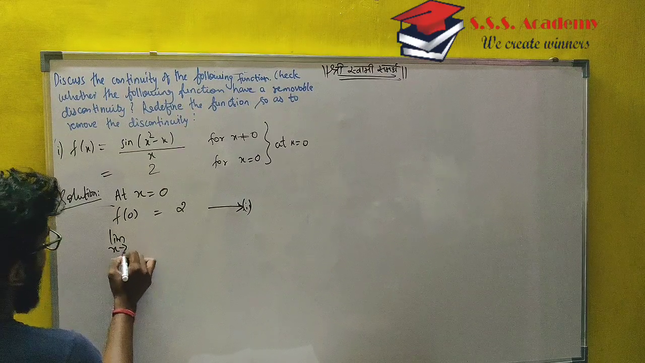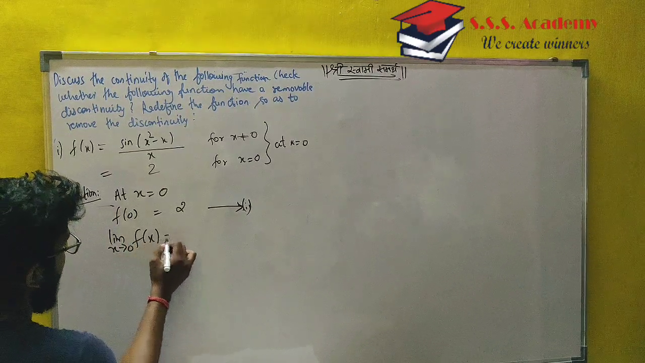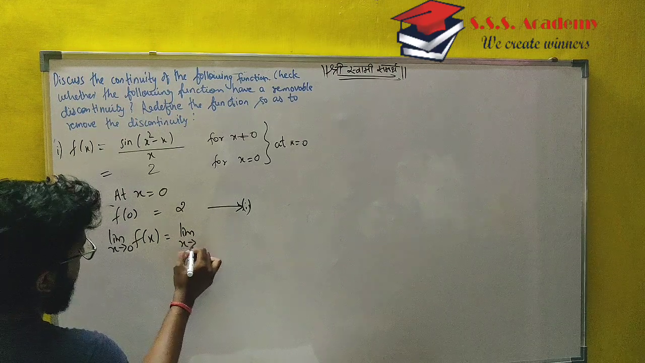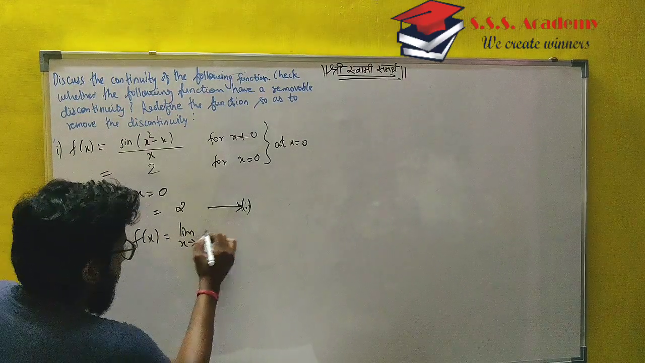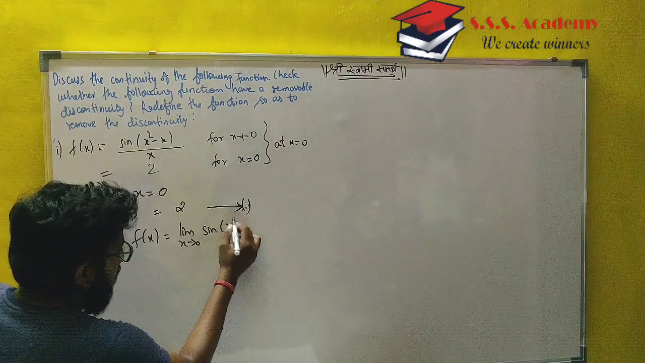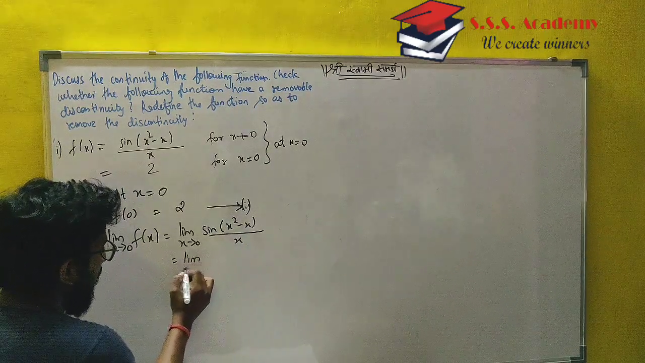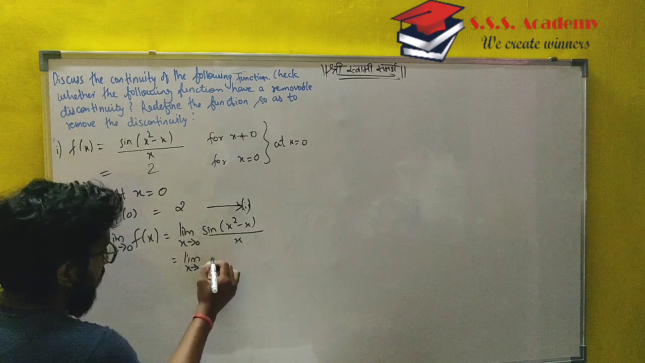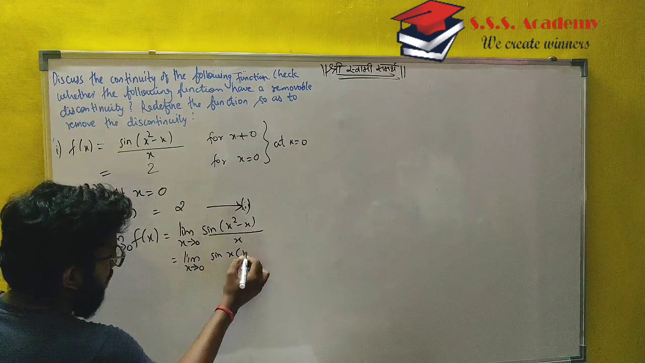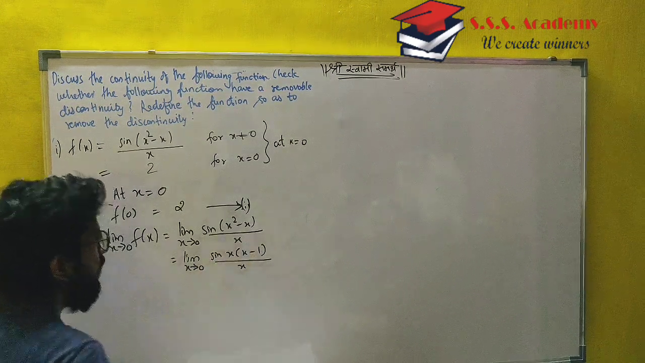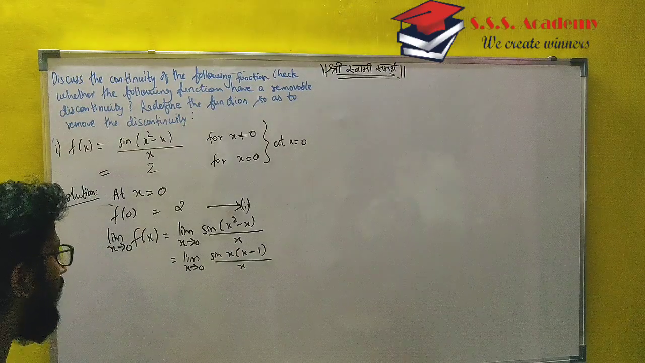Then limit x tends to 0 of f of x. That is nothing but sine of (x square minus x) upon x. So over here, as x tends to 0, we'll take x common, so we are left with sine of x(x minus 1) upon x.